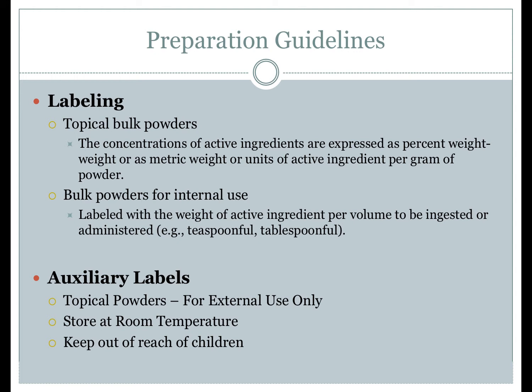On the other hand, when labeling a divided powder for internal use, express the amount of active ingredient per amount to be administered. For example, scopolamine 0.5 milligrams in 250 milligram oral powder. Note, the route is always included in the drug name as either topical powder or oral powder. There are also auxiliary labels that should be attached to the compounded powders. Topical dusting powders should have a for external use only label. Both powders for external and internal use should be labeled as stored room temperature as well as keep out of the reach of children, since the packaging is typically not child resistant.